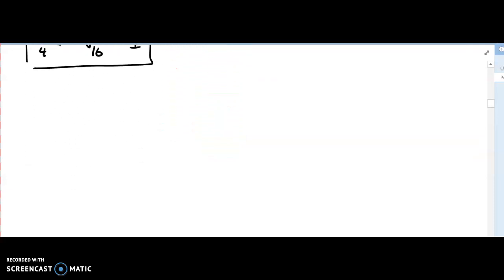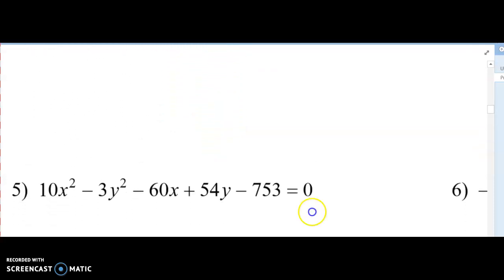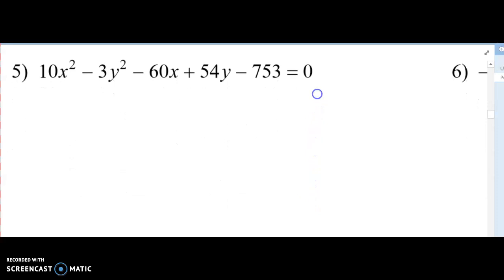All right, moving along. We've got number 5 here. I notice that I have x squared and y squared, so I'm going to complete the square twice. Do a little rearranging first. So I have 10x squared minus 60x, and then I have minus 3y squared plus 54y. Let's move that 753 over to the other side.